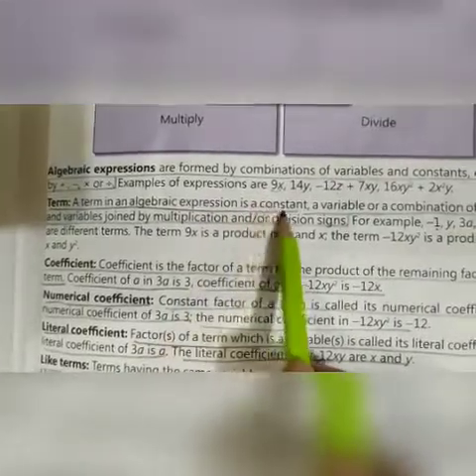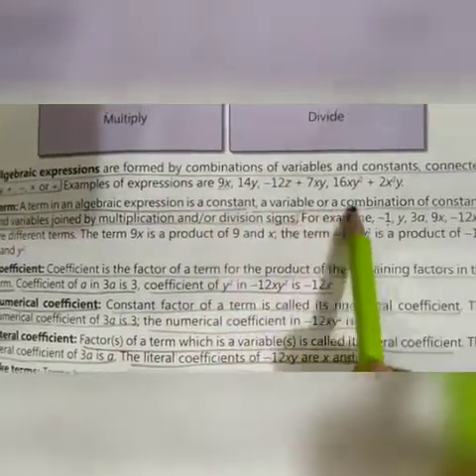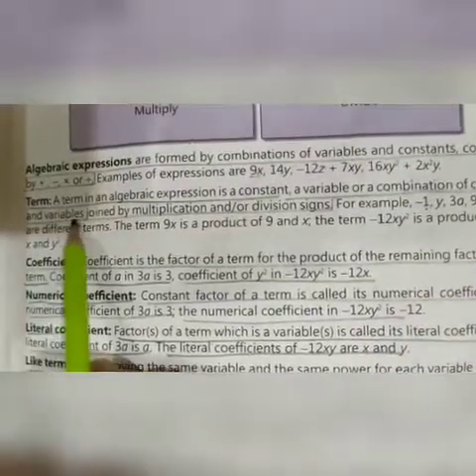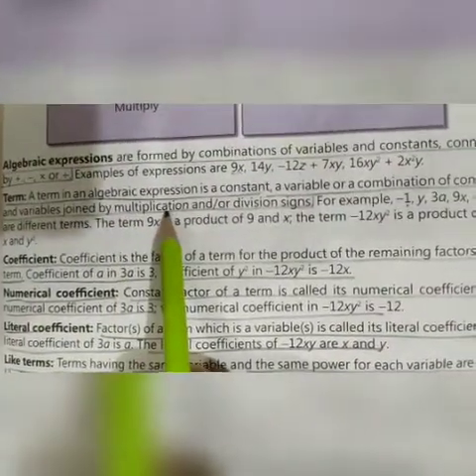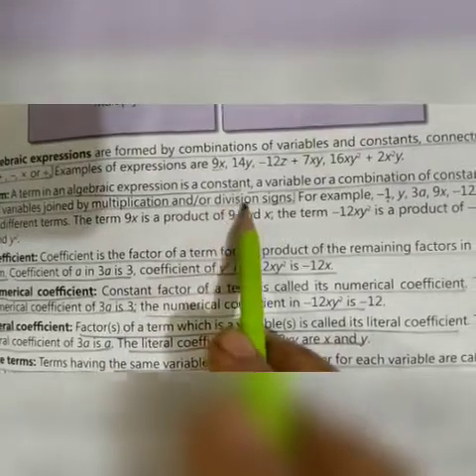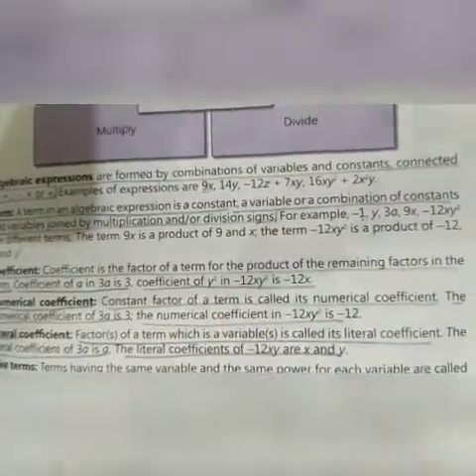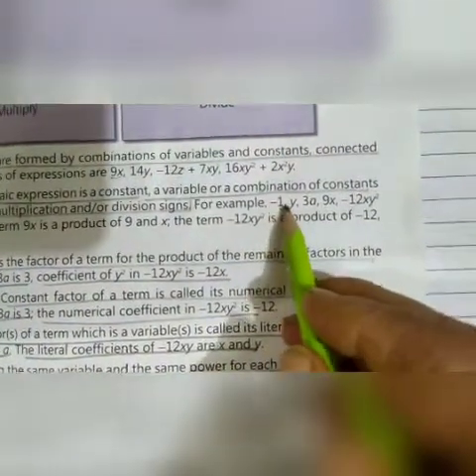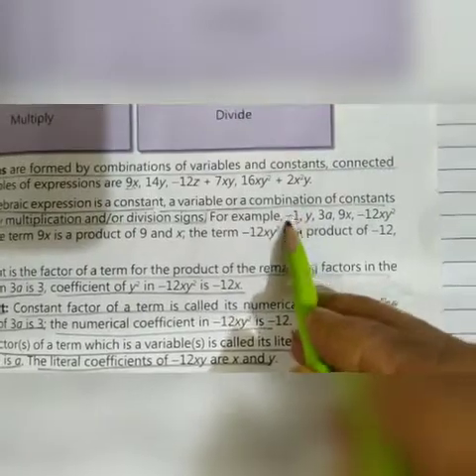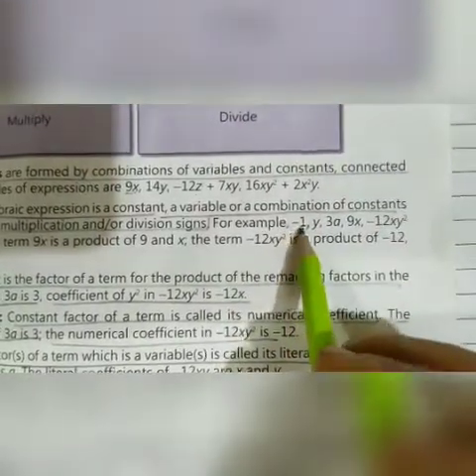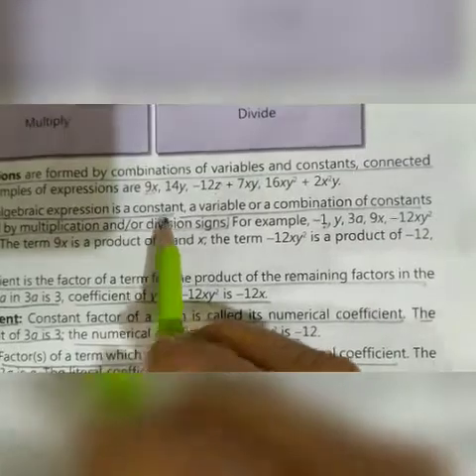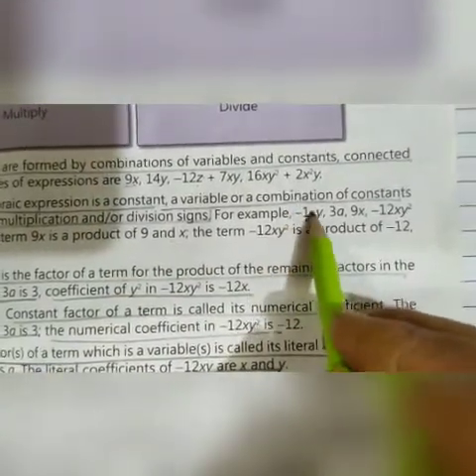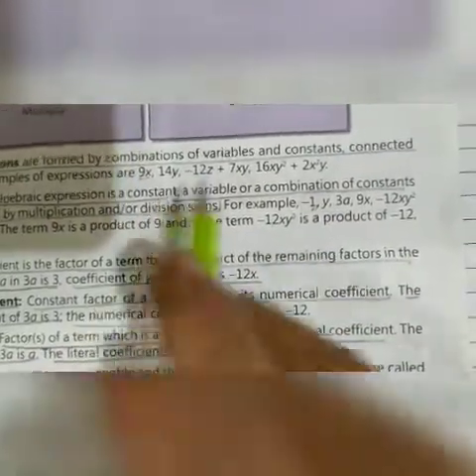What is a term? A term in an algebraic expression is a constant, a variable, or a combination of constants and variables joined by multiplication and/or division sign. See here, students, for example, minus 1. This is only minus 1. This is an algebraic expression and it is a constant. If only a numerical value is given, then it is a constant.